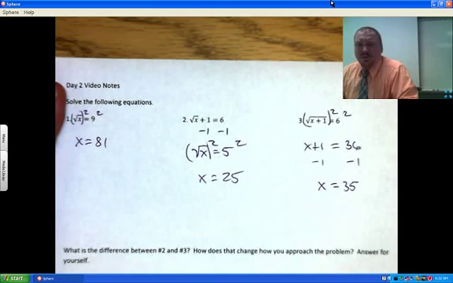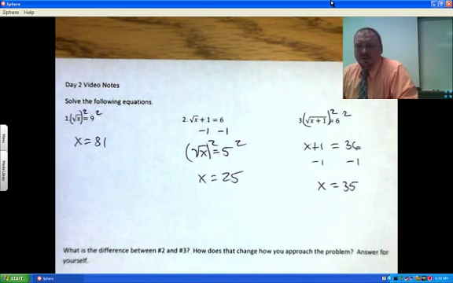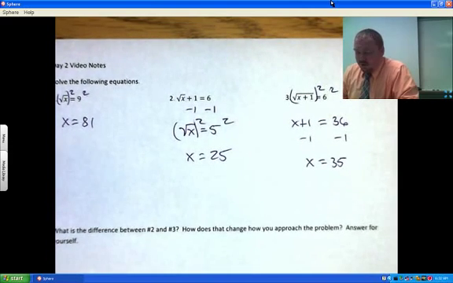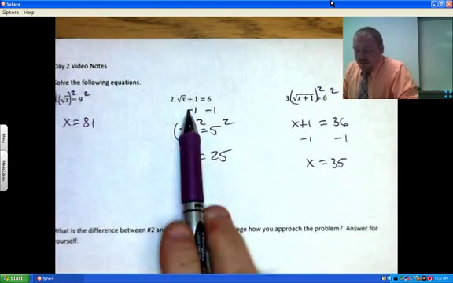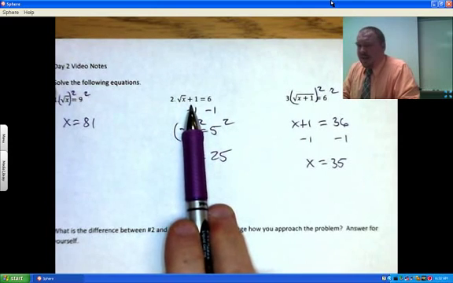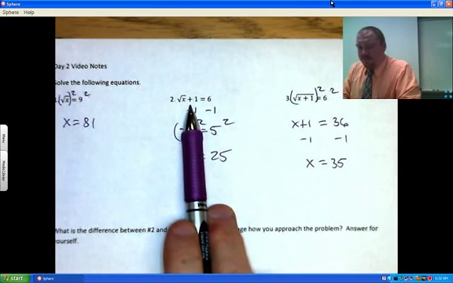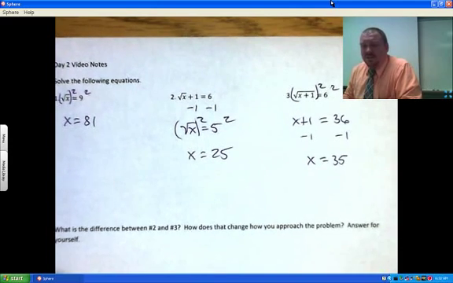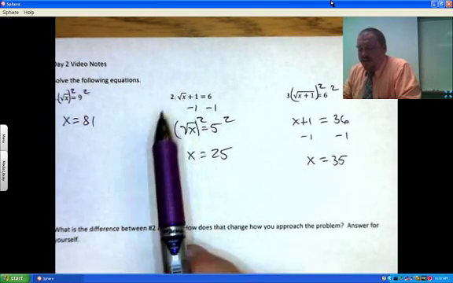Now we solved that one a little bit differently than we did number 2. And the reason is because in number 2, the 1 was outside the square root. It was outside the radical. In number 3, it was inside. So I had to deal with them differently. If it's outside, you must get rid of it first before you square. So that's what we're looking for.